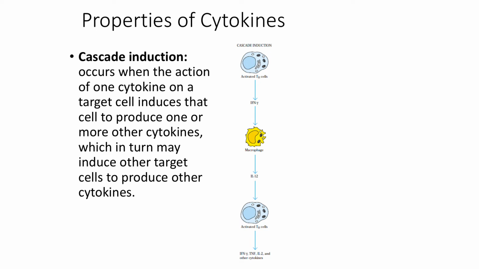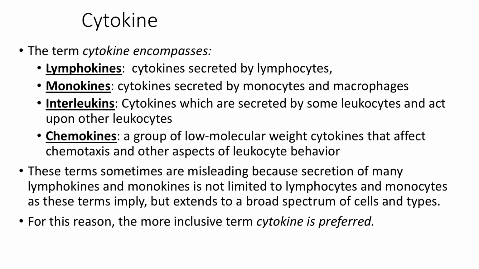Cascade occurs when the action of one cytokine on a target cell induces that cell to produce one or more other cytokines, which in turn may induce other target cells to produce other cytokines. Meaning, this particular cell is getting induced and producing one particular cytokine, and then this cytokine is inducing other cells, that is macrophages, to produce another cytokine. Then this cytokine is again inducing a group of cells and producing multiple cytokines. So this is called cascade induction. These are the main properties of cytokines.